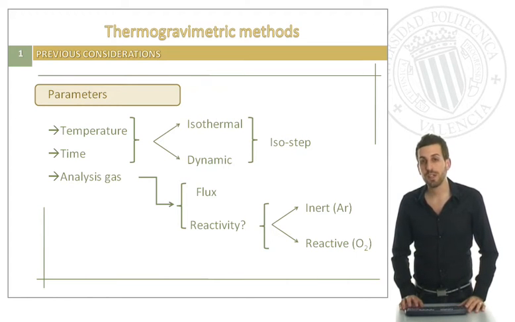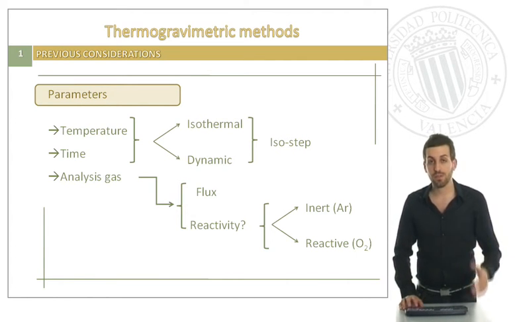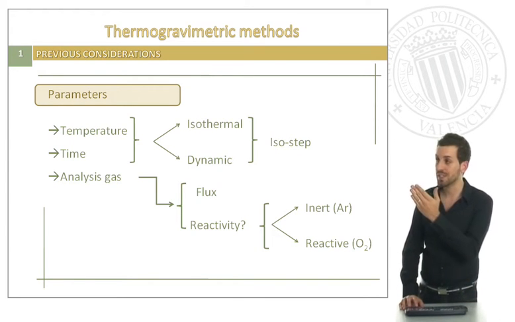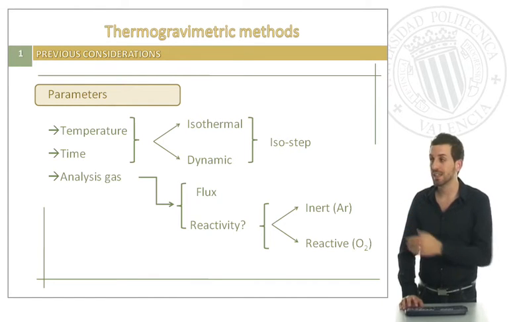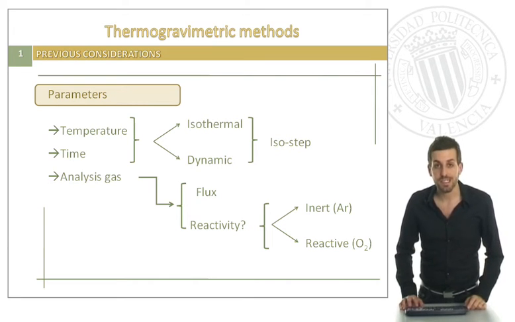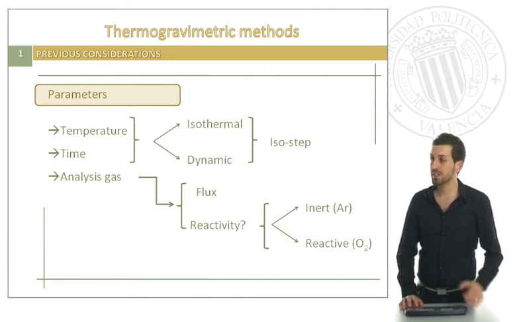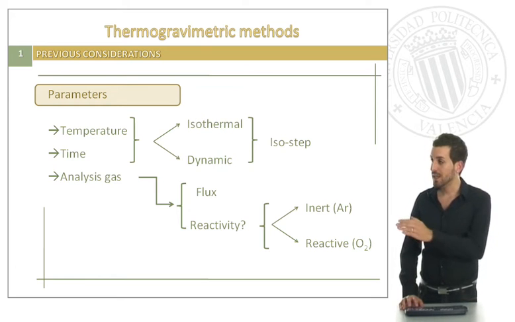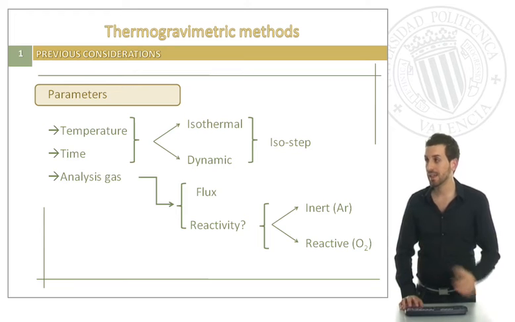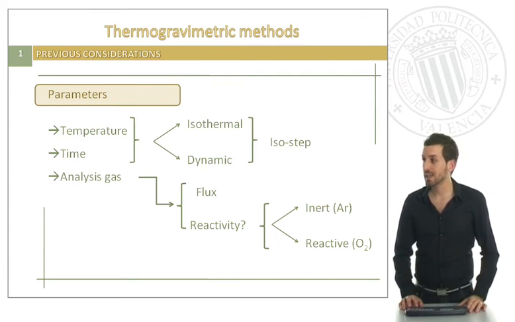answering the question, which are the parameters that we have to play with in order to design a good method? These are three parameters. First of all, temperature, then time, and then which is the gas that we are going to apply in our analysis. By the combination of the temperature and time, we can define some different methods, such as the isothermal and dynamic methods. A combination of both, isothermal and dynamic, will result in the method which is known as isostep.